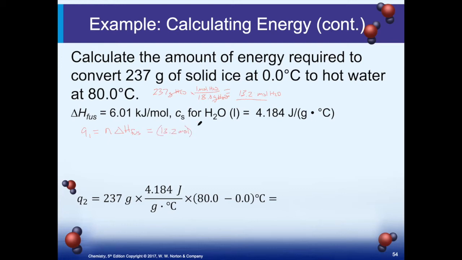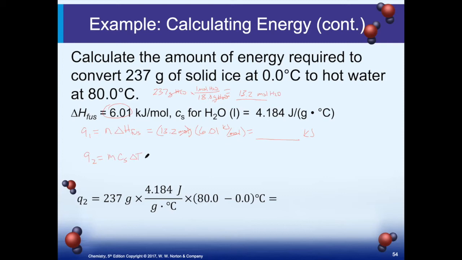Okay, and the delta H of fusion is given to me, there it is, times 6.01 kilojoules per mole. So moles cancel. And I'll let PowerPoint actually generate the number here, but it will have units of kilojoules. So that's Q1.